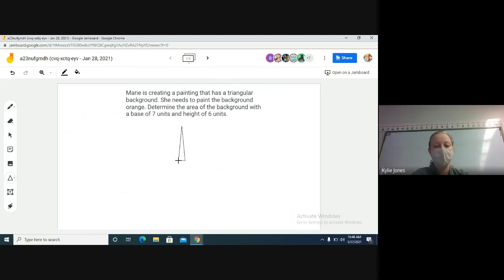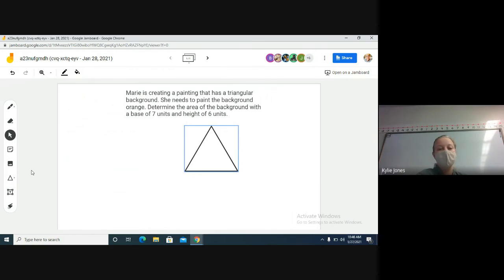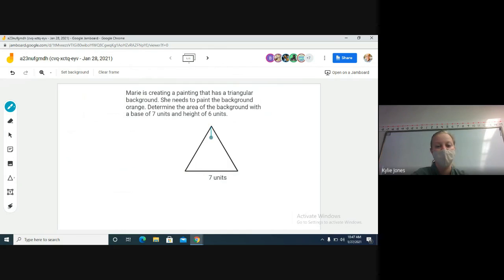So if it's a triangular background, I'm just going to draw a triangle so that we know it's a triangular background. She needs to paint it all orange, so we need to find the area of it. It tells us that the base is 7. So where am I going to put the base of 7? Is it on the bottom? Good. 7 units is on the bottom. And it says that our height is 6, which would be from the tippy top of our triangle to the bottom. And we would say that our height is 6 units.